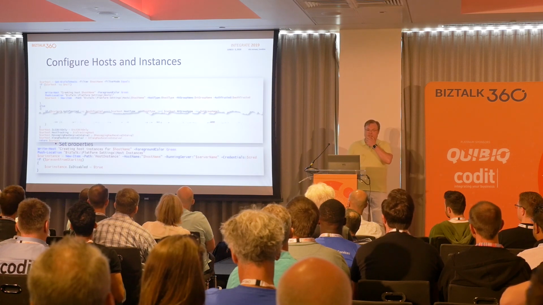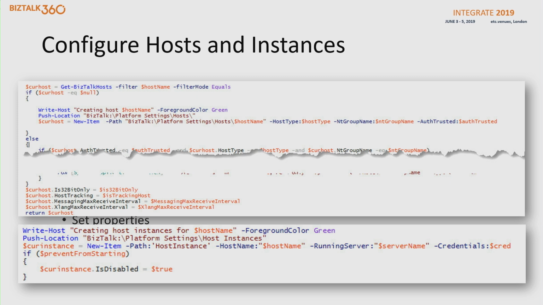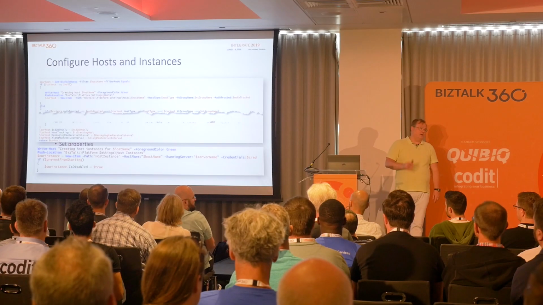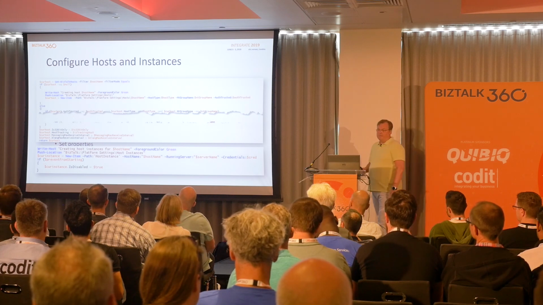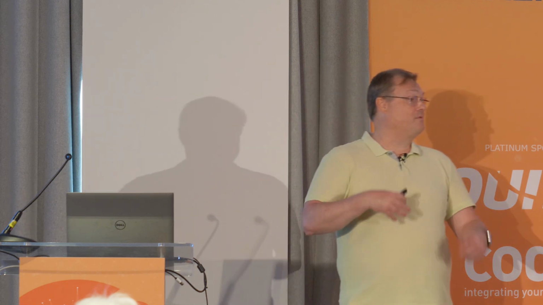And here we see some sample code where I create a host. What I generally do is try to get the host. If it's not there, I create it. And the same with the instance. I do a push location to get to the right location, then create the object itself. If you write it this way, trying to get it first, then you can run the script over and over again without failing.